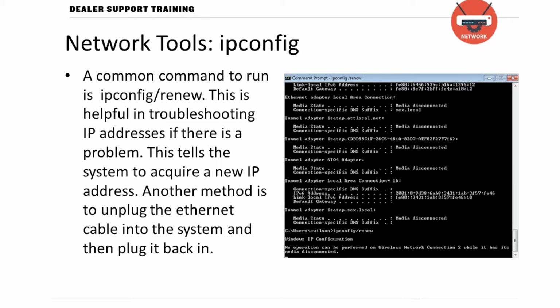An ipconfig/renew is another good tool to use. This is generally used in conjunction with the previous tool, release. What this does is it basically tells the system to acquire a new IP address. This is similar to unplugging the Ethernet cable from your system and then plugging it back in. If you're unable to reach your system, this would be a good way to tell it to receive an IP address.